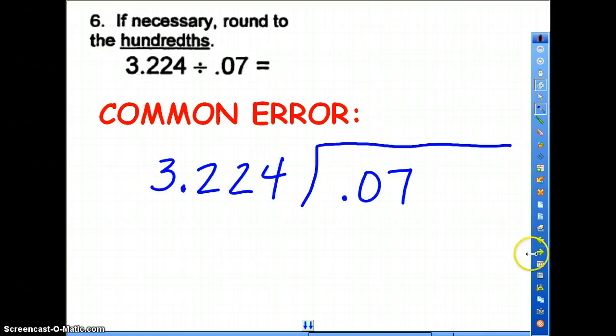Common error. Take a look at this. We see this every year. What's wrong with this? Yeah, they put the wrong number in the house.